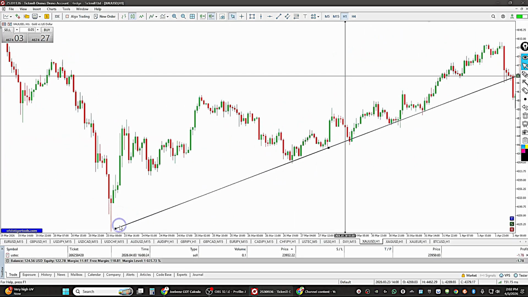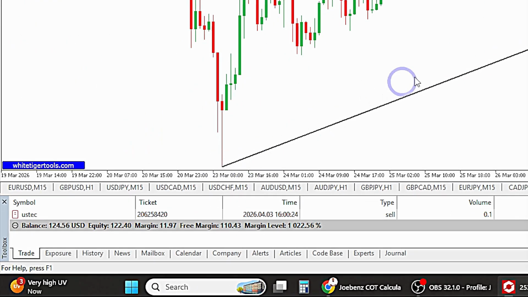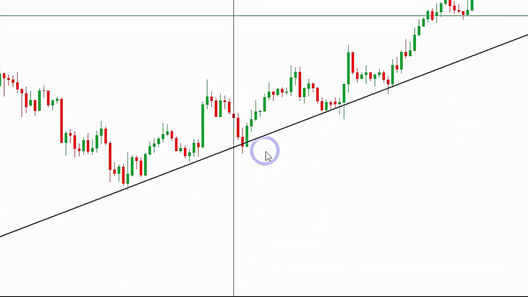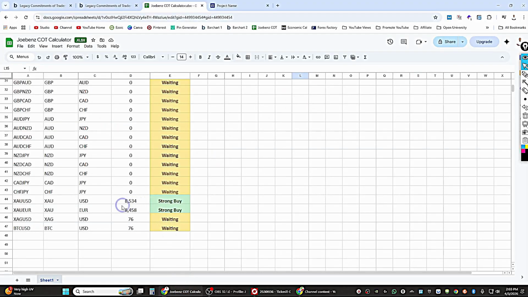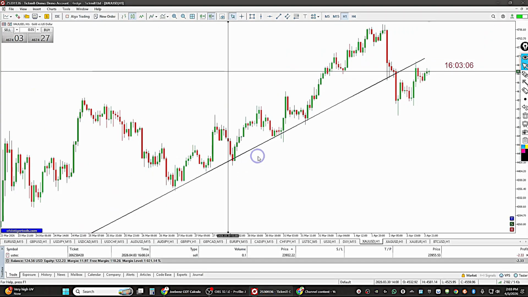You can see, let me drag it more. Okay, so we have a strong trend line here. You can see where we started. This is Monday, and gold is a strong buy. Let's look at the calculator again. You can see gold XAUSD, we have a strong buy. And let's go back to our chart, and you're going to see that.